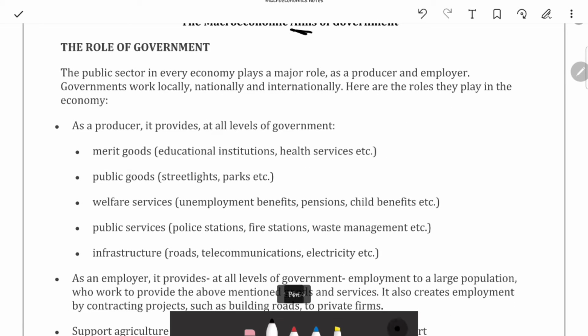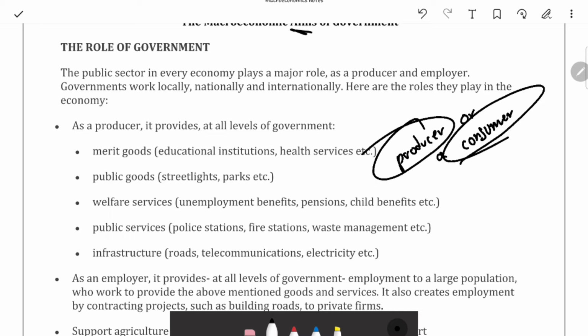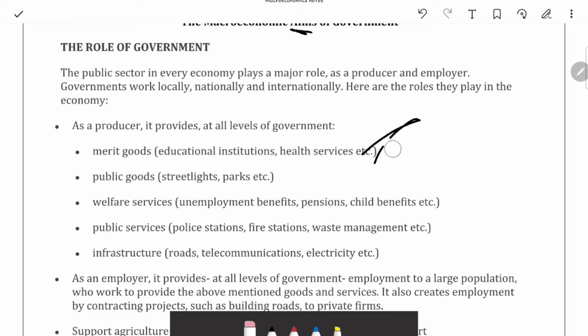Now, a government can be either a producer or a consumer. This basically means that a government can act like a producer and they can also act like a consumer. What do I mean by this? Let's have a look at the government in terms of a producer.